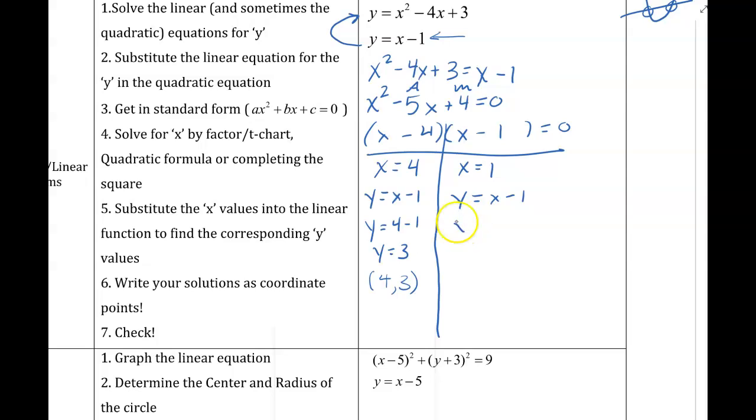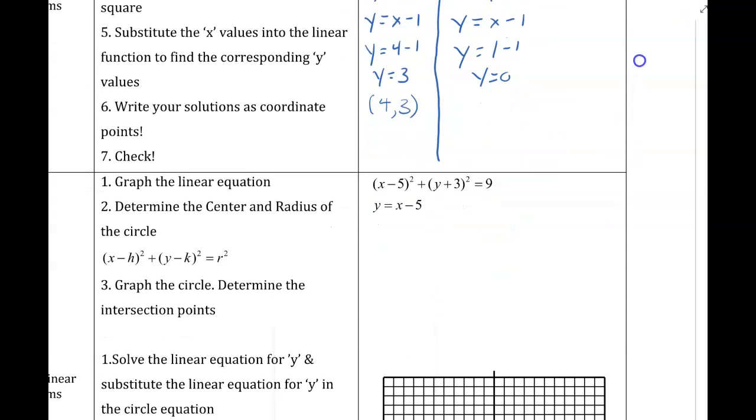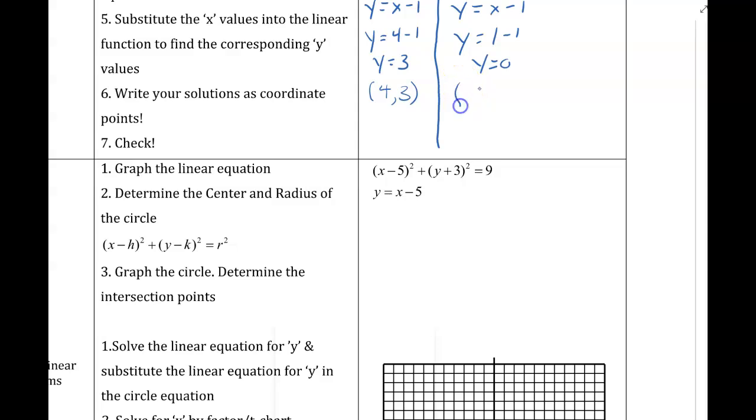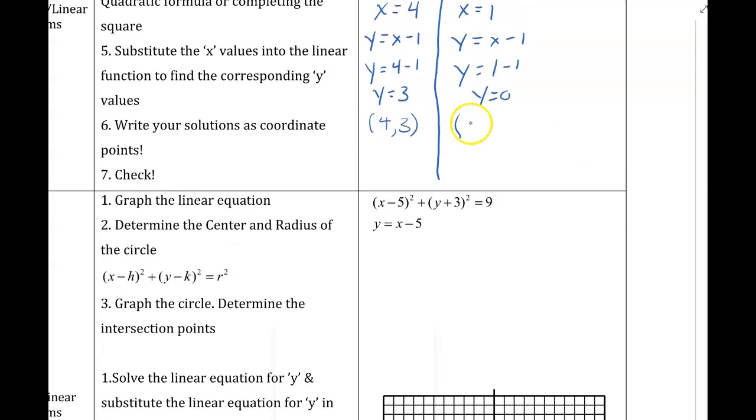I'm going to do y equals 1 minus 1, so we'd have y equals 0. So then my coordinate would be 1, 0. So there's my solution. That's where the parabola and the line would meet.